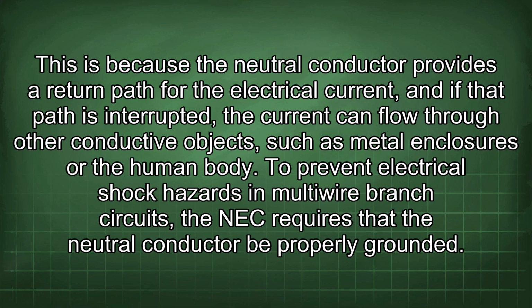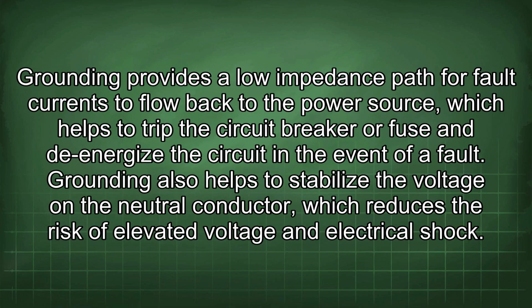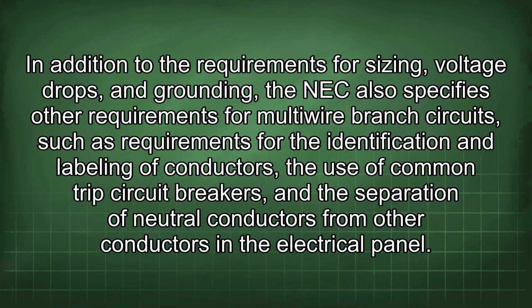To prevent electrical shock hazards in multi-wire branch circuits, the NEC requires that the neutral conductor be properly grounded. Grounding provides a low impedance path for fault currents to flow back to the power source, which helps to trip the circuit breaker or fuse and to de-energize the circuit in the event of a fault. Grounding also helps to stabilize the voltage on the neutral conductor, which reduces the risk of elevated voltage and electrical shock.